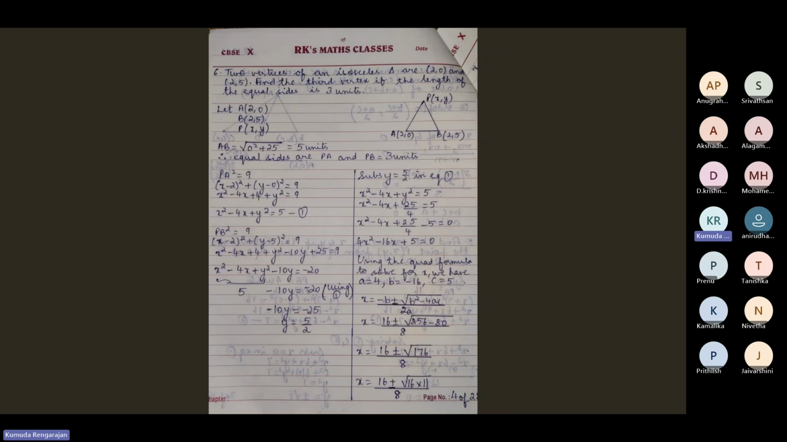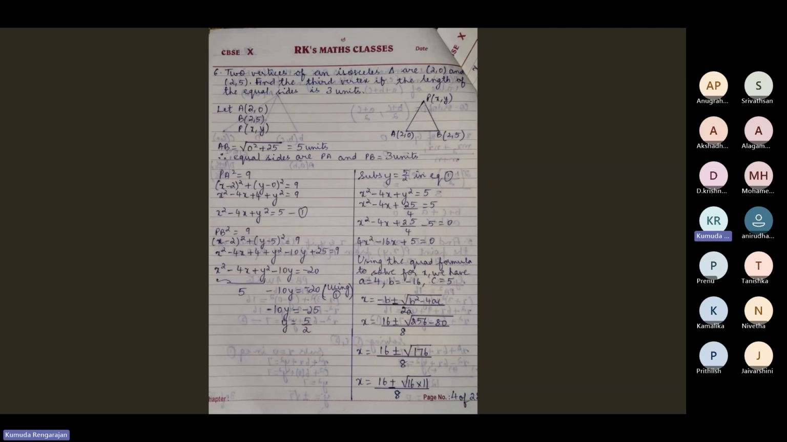All right. Now here, you'll have to be careful here, children. In an equilateral triangle, all the three sides are equal. In an isosceles triangle, two sides are equal, but which two sides are equal, we don't know. Here we have called the triangle PAB. We know the address of A and B. A is (2, 0) and B is (2, 5). We don't know the address of P. But it's given that the equal sides have length 3 units.